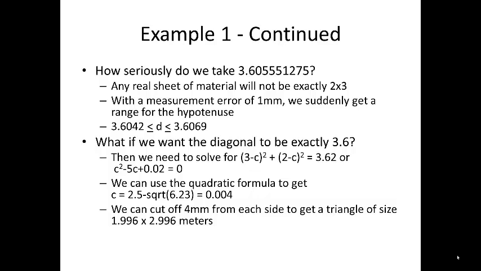So that means we can cut off 4 millimeters from each side to get a triangle that is the size of 1.996 by 2.996 meters. We can't claim any greater accuracy for the diagonal given this range that we had before, given the potential of the 1 millimeter precision of the cut. And one of the lessons in life is that we're never 100% accurate in real life.